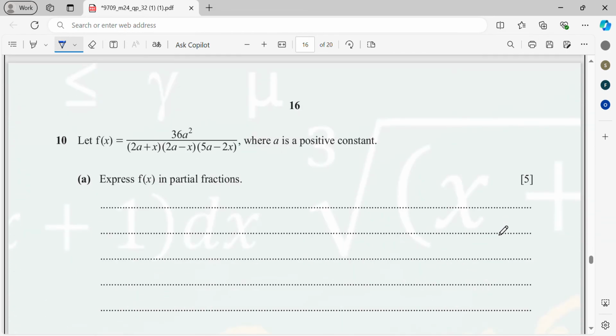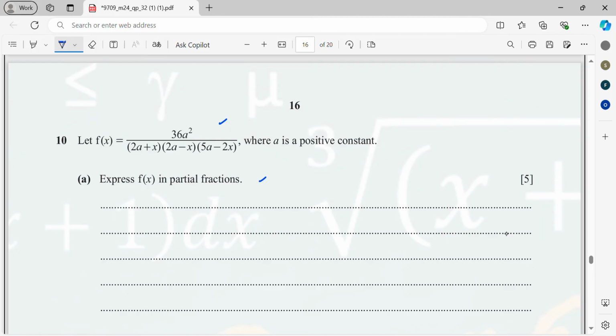Okay, next question, number 10. Given f(x), express f(x) in partial fractions. Okay, so first of all, when you look at the numerator, there is no x. And the denominator, when you do expansion, you will get x cubed. That means this is a proper rational function, so we can directly find the partial fractions.